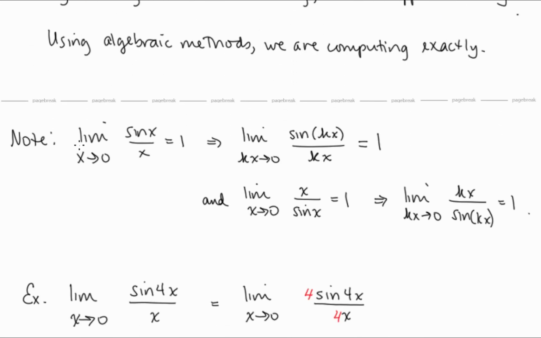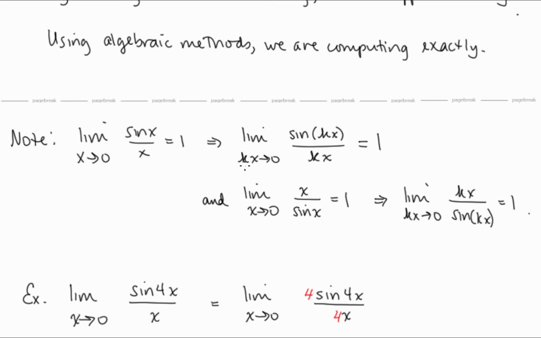Now keep in mind that this limit as x goes to 0 of sine x over x equaling 1 gives us a couple of other useful limits as well. There's nothing special about this x that's going to 0. So if instead we had a constant times x going to 0, and then that same constant times x here and here, the limit is the same. It doesn't matter what we call this variable.